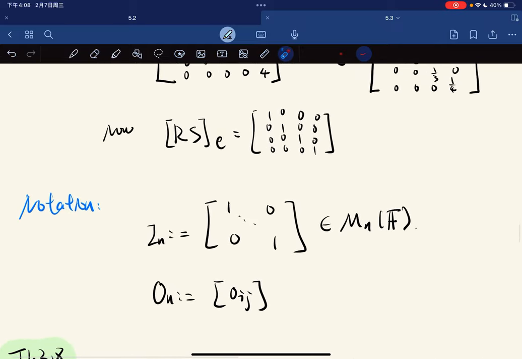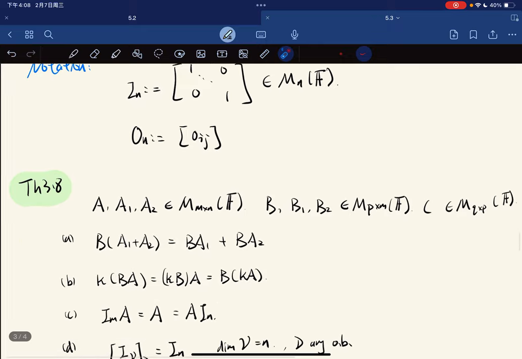So here we have a notation. I_n is the diagonal matrix with all ones on the diagonal and all other entries zero, and 0_n is the zero matrix. So here we have a theorem.